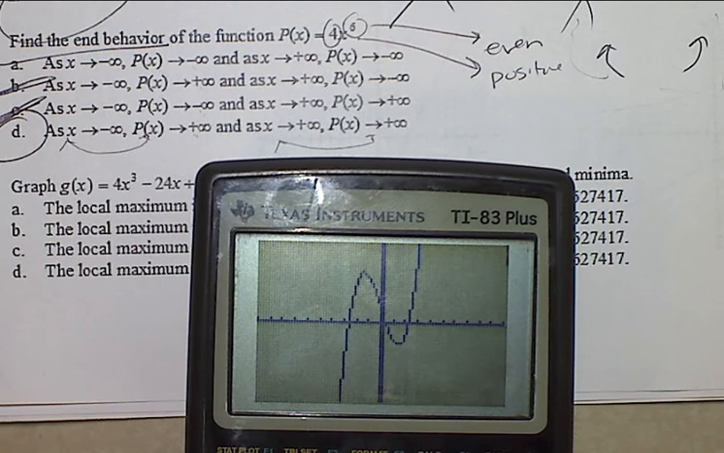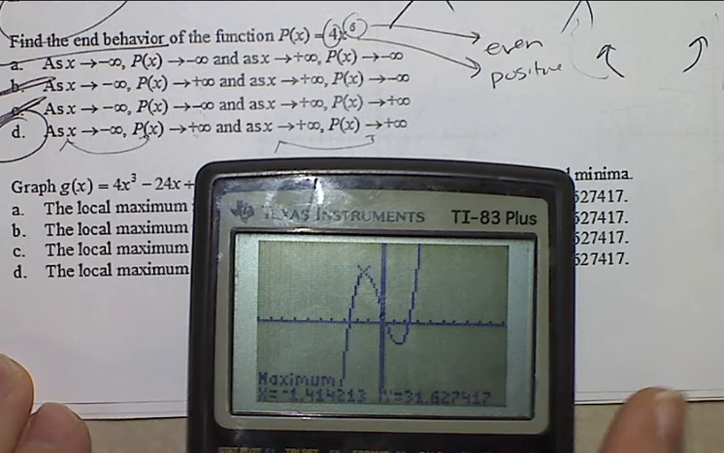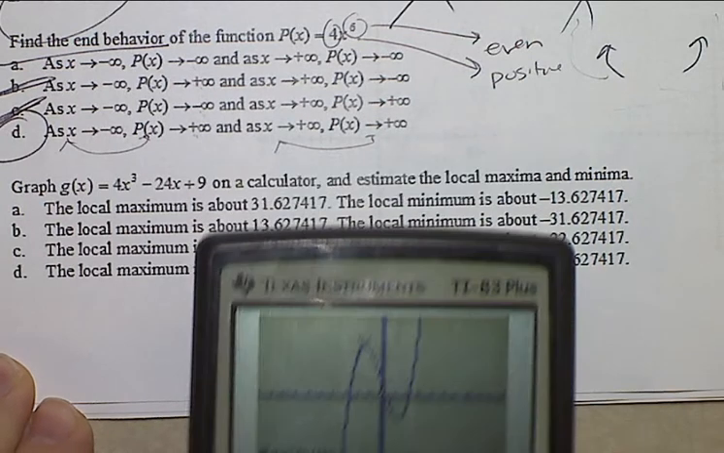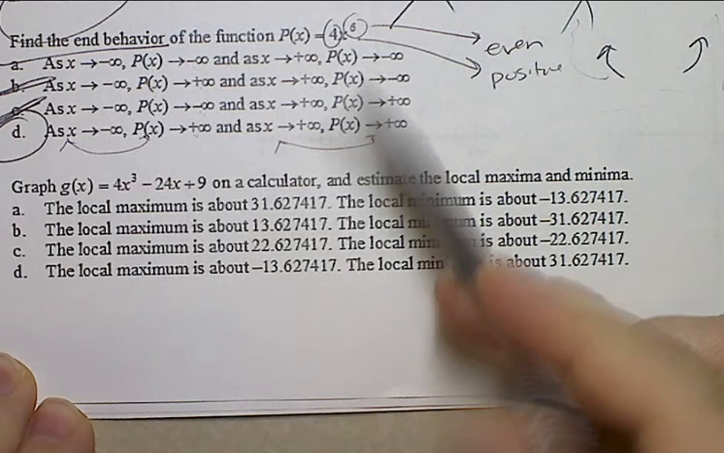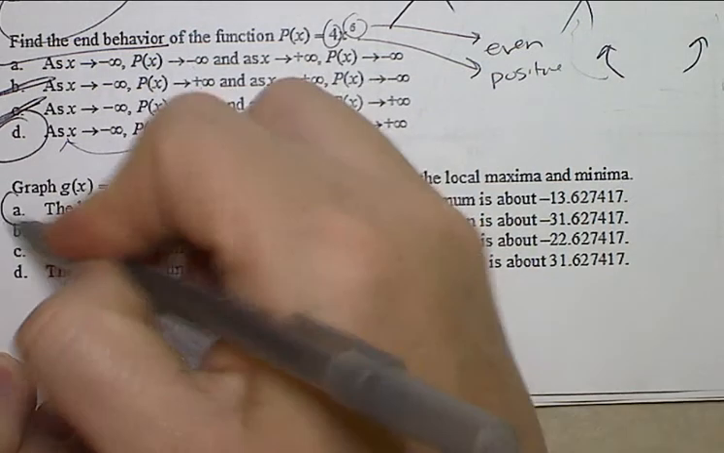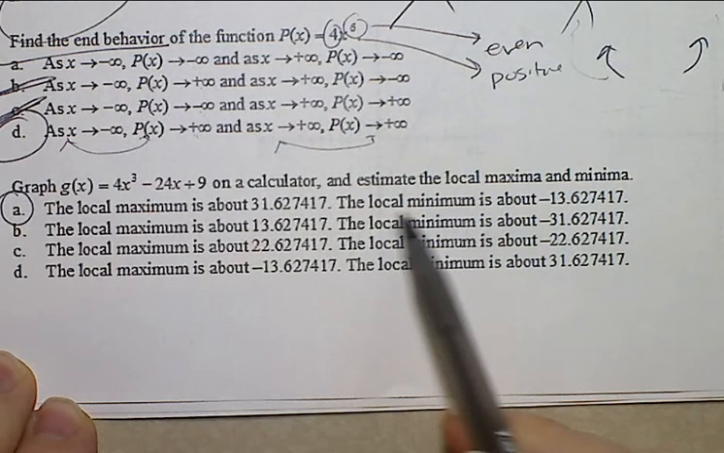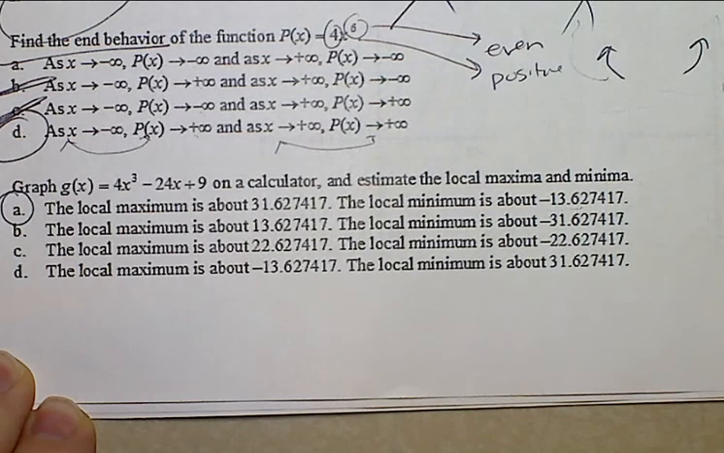So the y value at the top is 31.62. So a maximum of 31.62. Local max 31.62. There's only one option with that maximum. I don't even need to worry about then calculating the local minimum. Going on to the next problem.